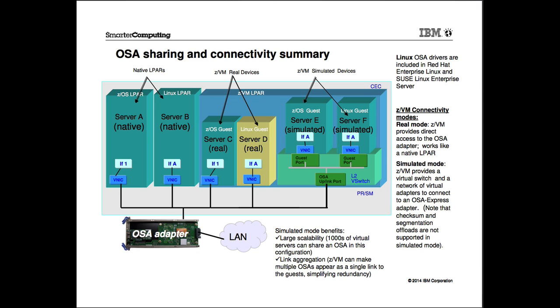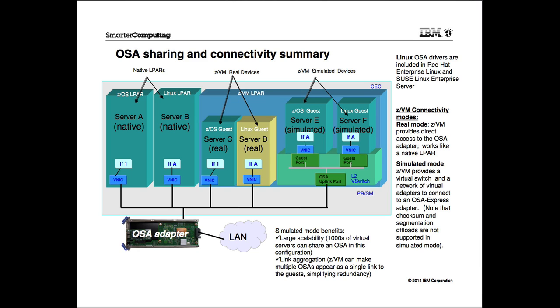The OSA provides a virtual NIC, and they have an interface, and they talk directly to the OSA card. And then within a z/VM virtual machine, there is real mode and simulated mode. In real mode, which is the middle two, server C and D, z/VM basically just passes through to the OSA and lets the clients talk directly to OSA.